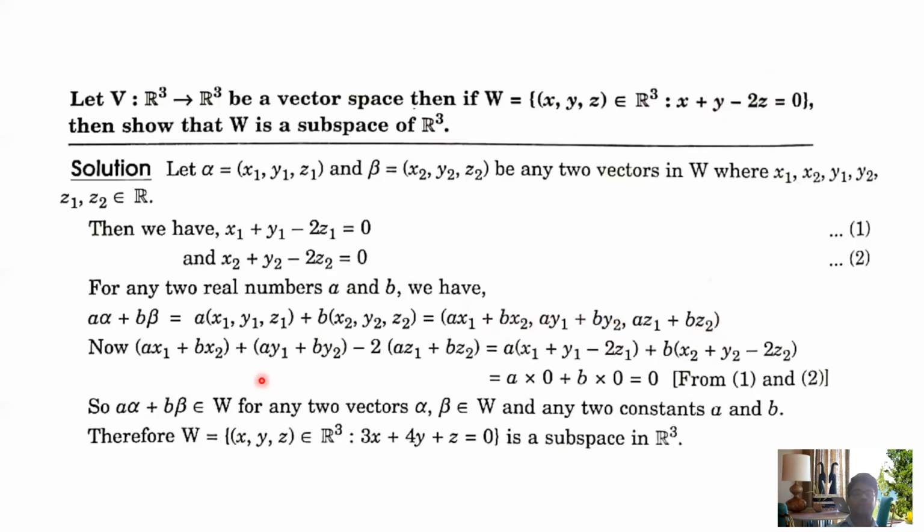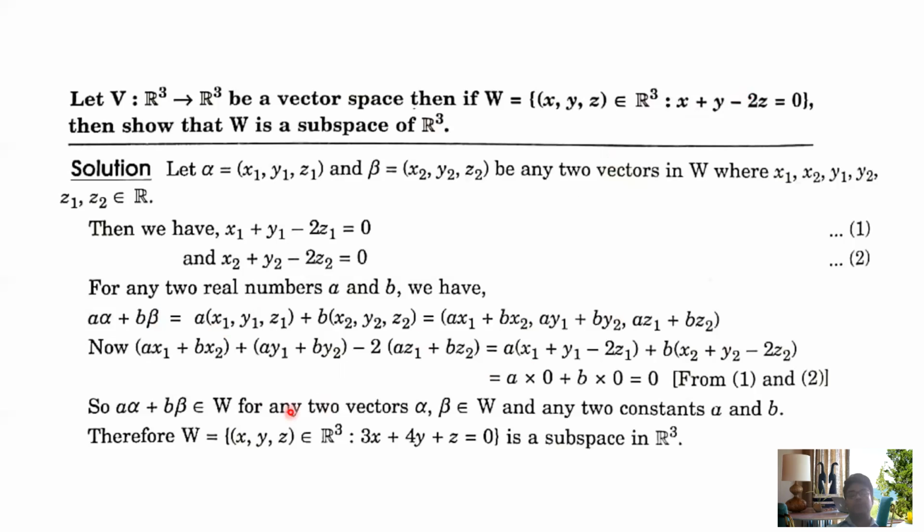Clear? Now if we can prove that this coordinate satisfies this relation, we can say that W is a subspace of R cube. Let's see. Now you put this coordinate into this relation, that is a x1 plus b x2 plus a y1 plus b y2 minus 2 of a z1 plus b z2. Now take a common: a into x1 plus y1 minus 2z1, plus b into x2 plus y2 minus 2z2. From equation number 1 and equation number 2, this equals 0 and this equals 0. So a into 0 plus b into 0 is ultimately 0. That means this coordinate, a alpha plus b beta, satisfies this relation.